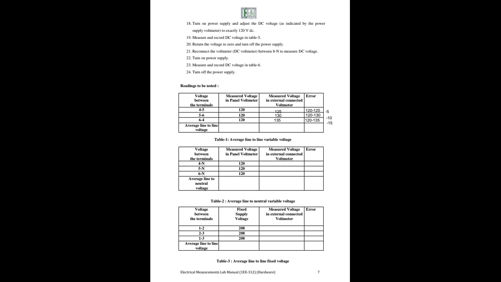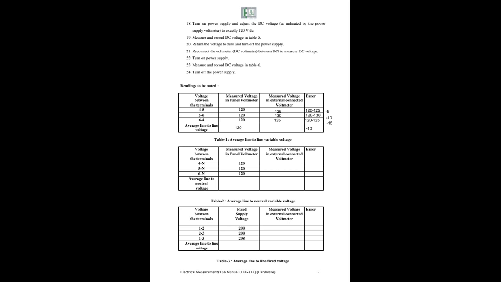Okay. So average line to line voltage, here it is 120, and here it is 125, 130, 135 divided by 3, it will be 128.3. Okay, so like this we can measure the voltage and we can calculate the error.